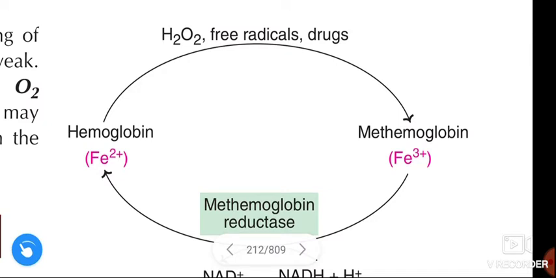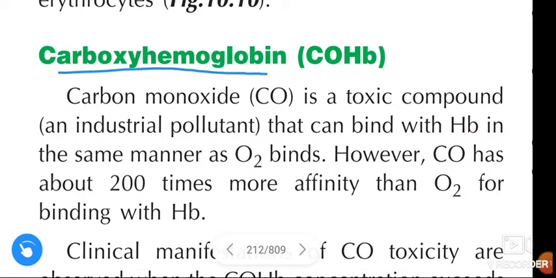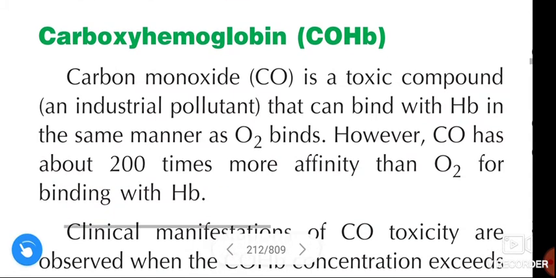Next, carboxyhemoglobin. Carbon monoxide is a toxic compound, an industrial pollutant that can bind with hemoglobin in the same manner as oxygen binds. However, carbon monoxide has about 200 times more affinity than oxygen for binding with hemoglobin.